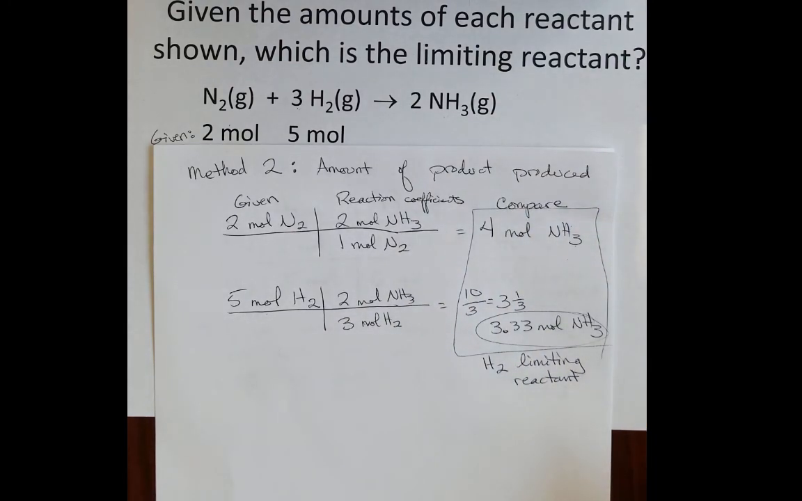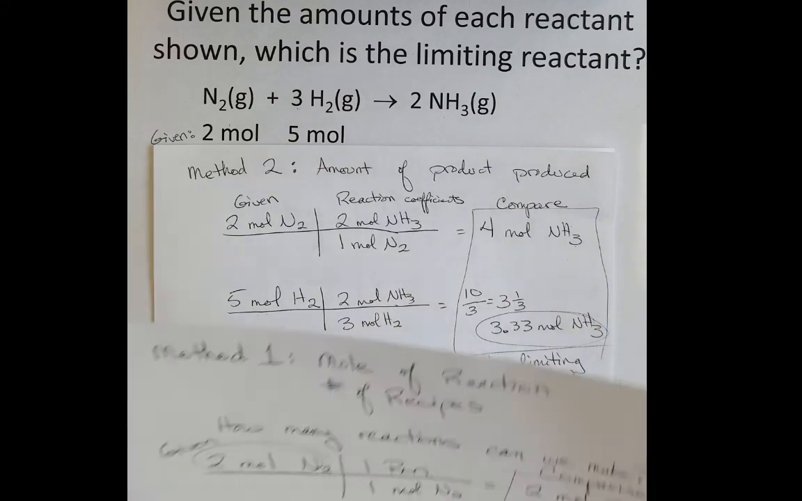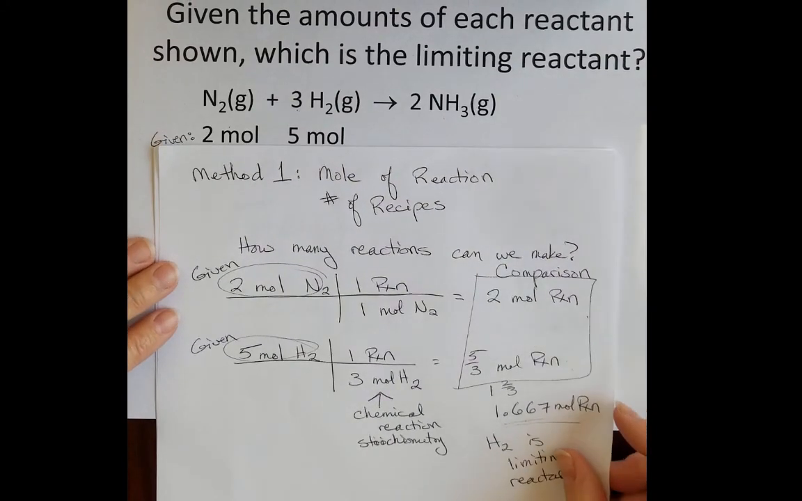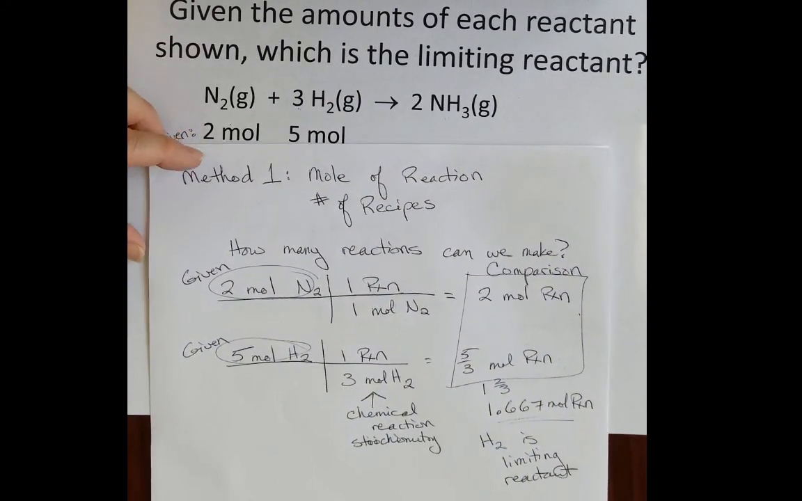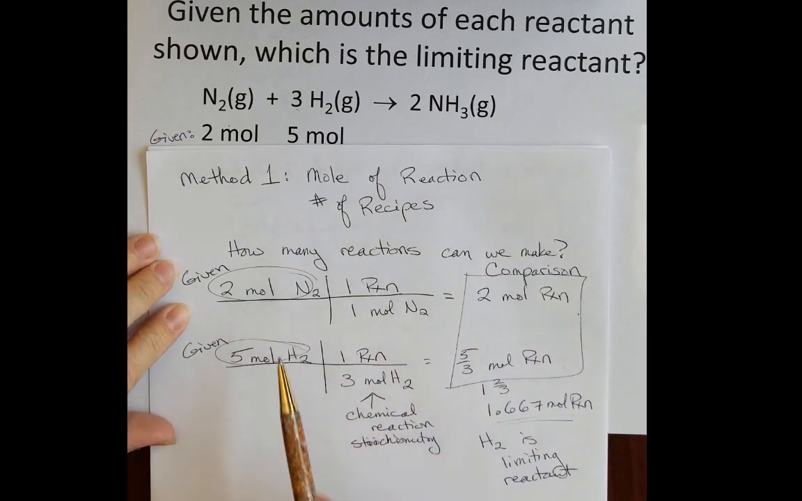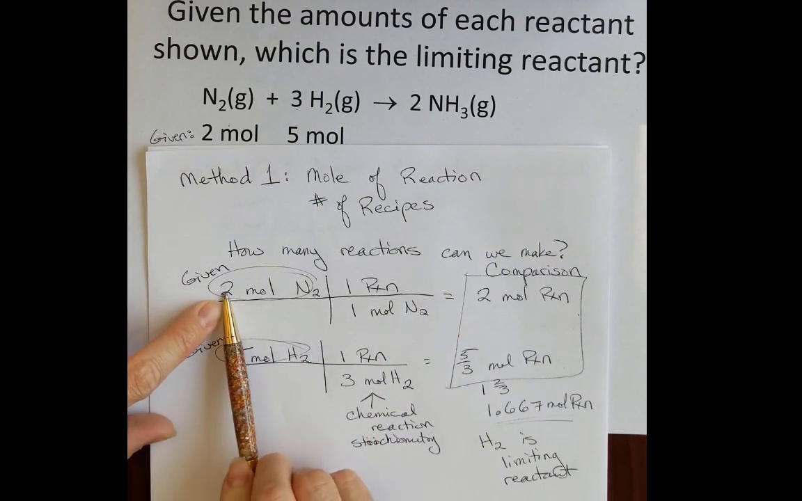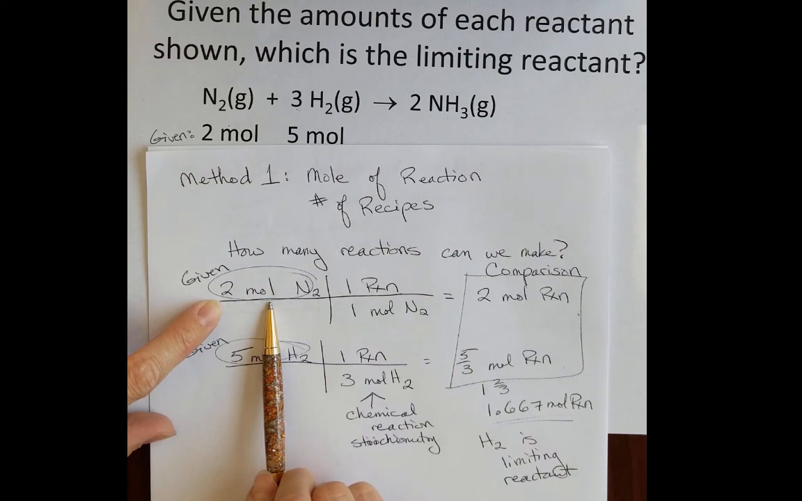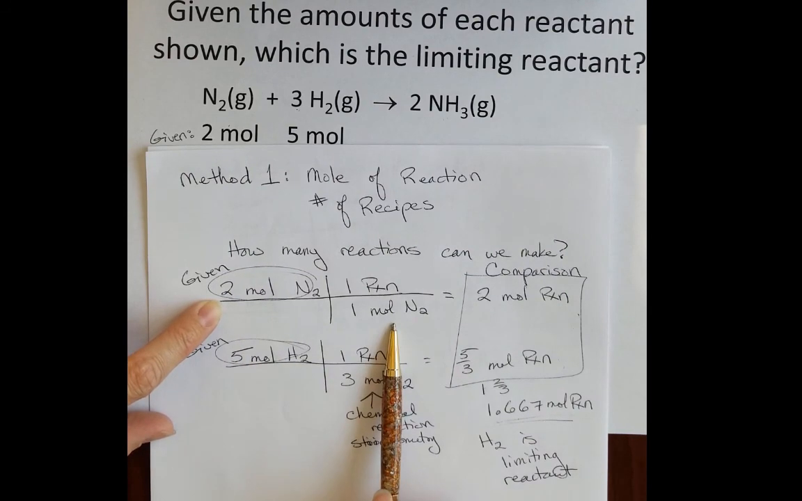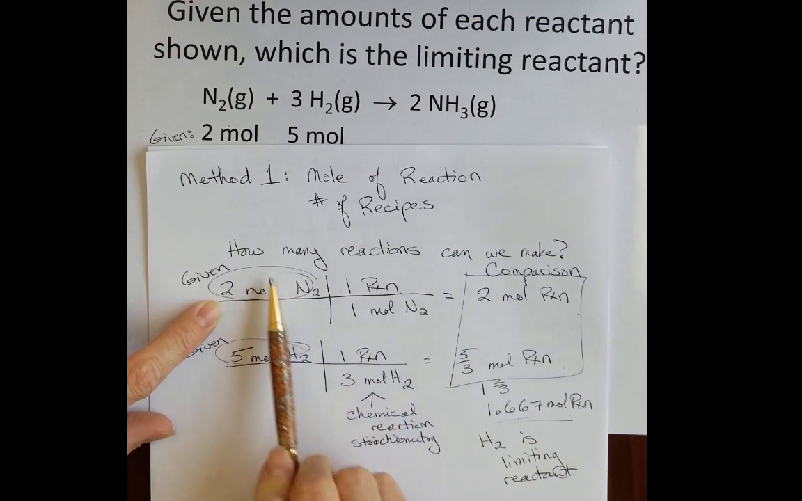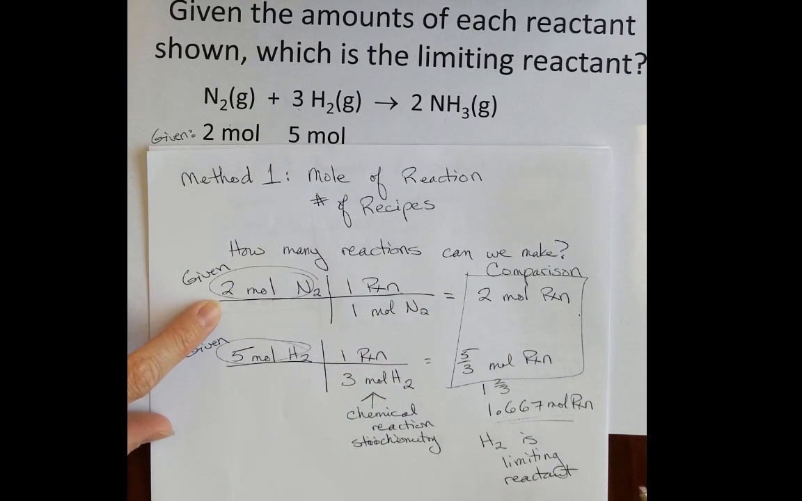Now the thing is that you still need to be able to do multiple things. And so personally, I like the mole of reaction method because it's actually the fastest method. If you'll notice, all you actually do is take the given number of moles from the problem and divide it by the stoichiometric coefficient. That's actually all you're doing here. So this one's really pretty quick to do a quick check to figure out which one is your limiting reactant.